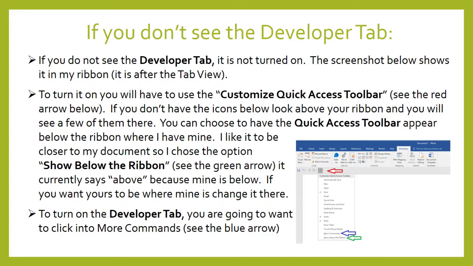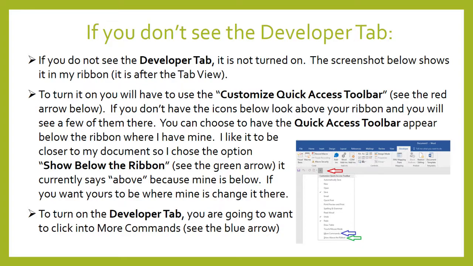If you don't have the icons below, look above your ribbon and you will see a few of them there. You can choose to have the Quick Access toolbar appear below the ribbon where I have mine. I like it to be closer to my document, so I chose the option Show Below the Ribbon. If you see the green arrow below, it currently says above because mine is below.